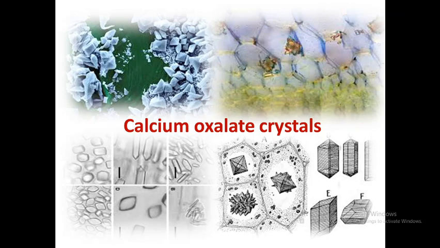Today we are going to see a new microscopic characteristic of a crude drug, that is calcium oxalate crystals. So we will see the different types of calcium oxalate crystals along with examples of a drug where this particular type of calcium oxalate crystals are found.